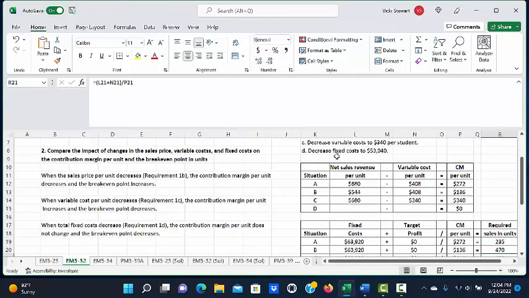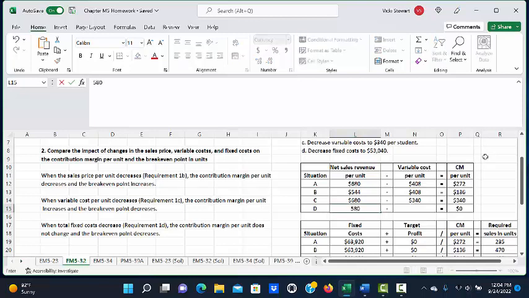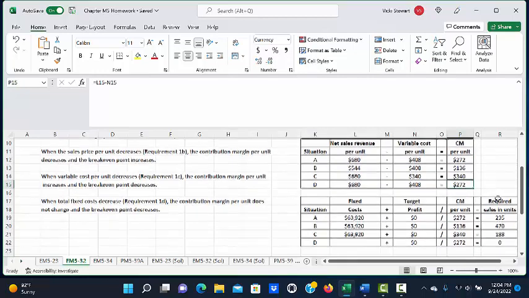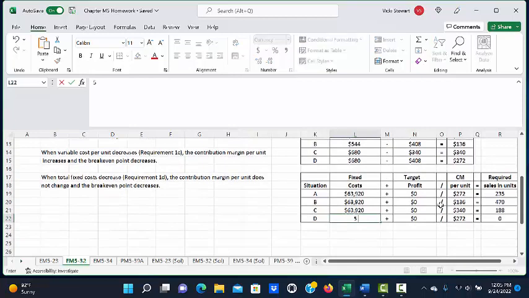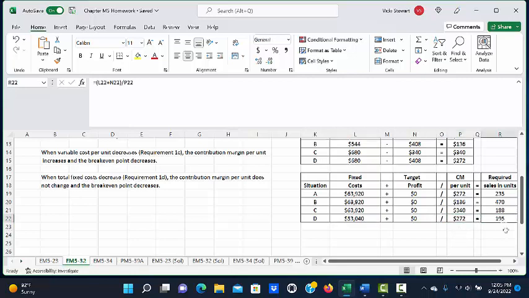188. Then in the D portion, it says decrease fixed cost to $53,040. So that does not change anything about the contribution margin. We will keep the same sales price per student of $680 and variable cost of $408, so our contribution margin would be the same, $272, but now we're going to decrease our fixed cost to $53,040, which divided by the original contribution margin gives us a lower required units to break even of 195.